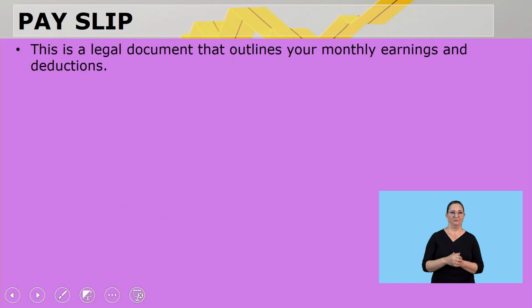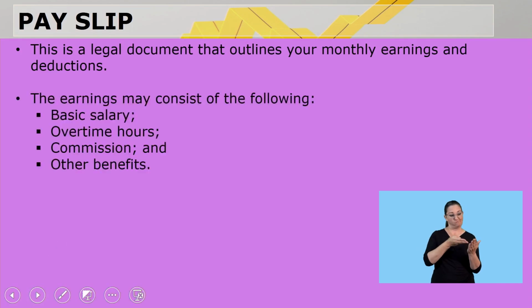Welcome back. Let's go on with household bills and let's look at a payslip. So what is a payslip? This is a legal document that outlines your monthly earnings and deductions. The earnings may consist of the following: your basic salary, overtime hours, commission, and other benefits like travel allowance, housing allowance, or even a telephone allowance.